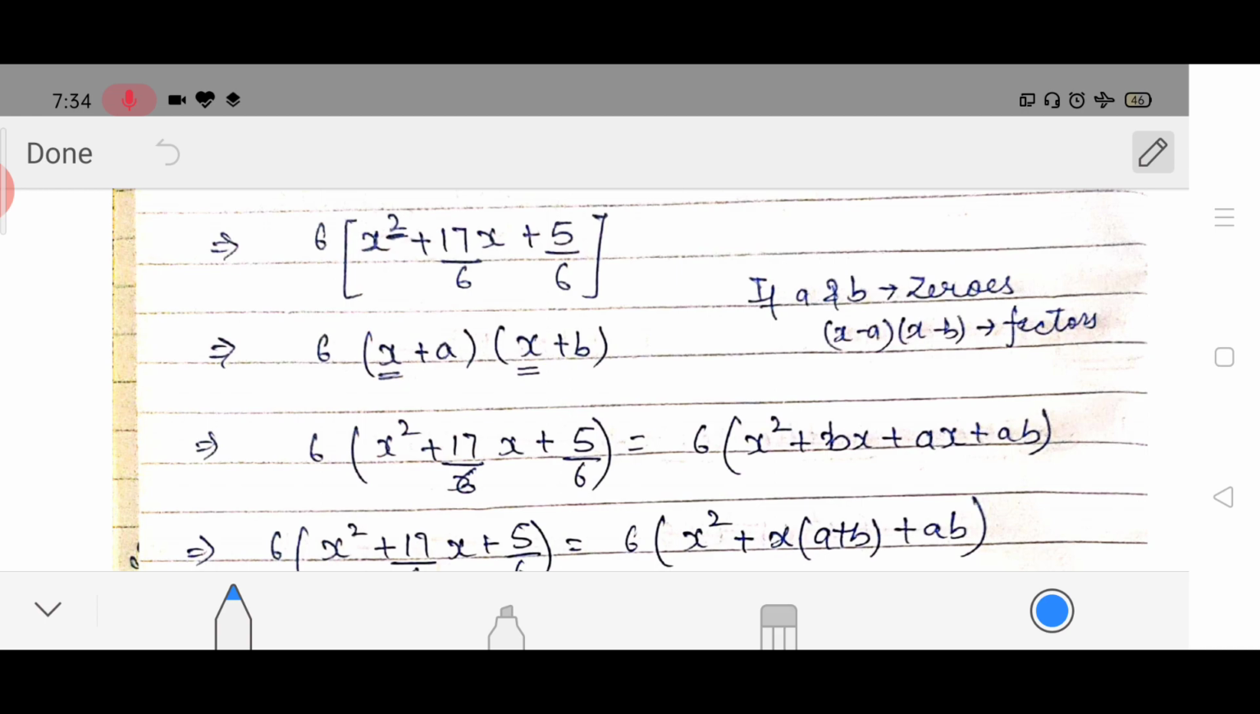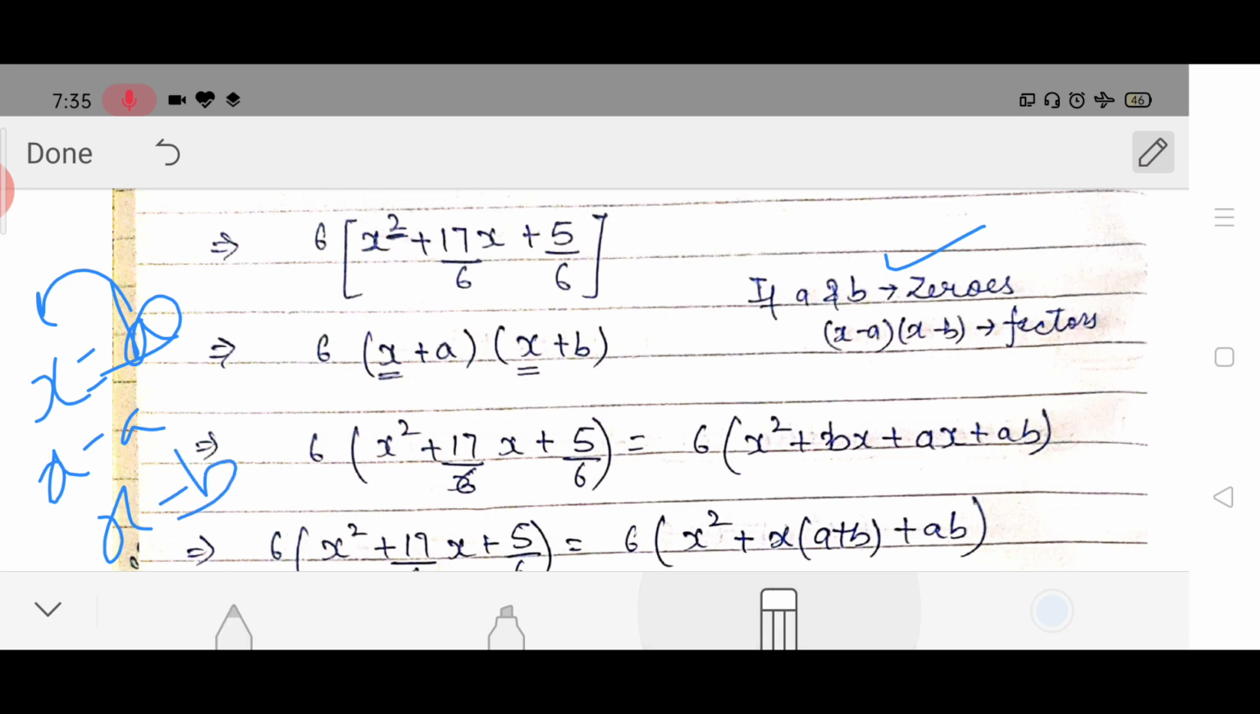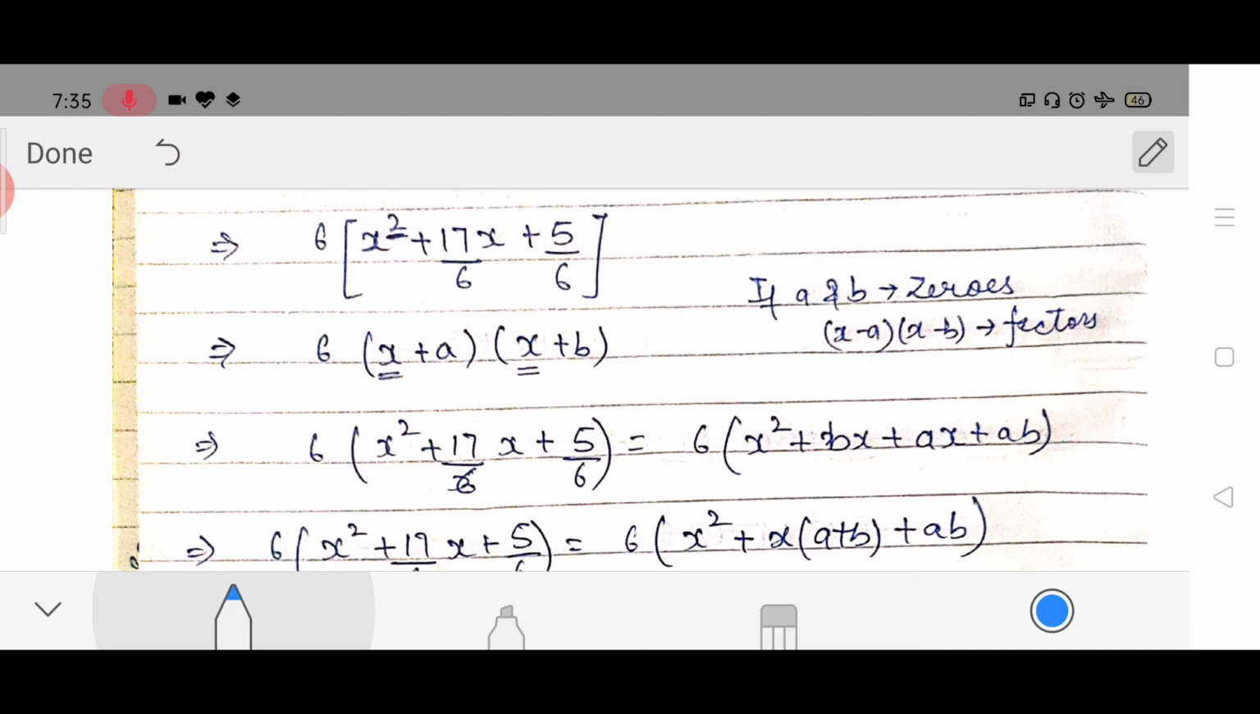For example, x plus a and x plus b are two factors. So we can say if a and b are the zeros of the polynomial, if a is a zero, what will be the factor? x minus a will be the factor. And similarly if b is the zero, x minus b will be the factor. Similarly I have written here that if a and b are zeros, these will be the factors.